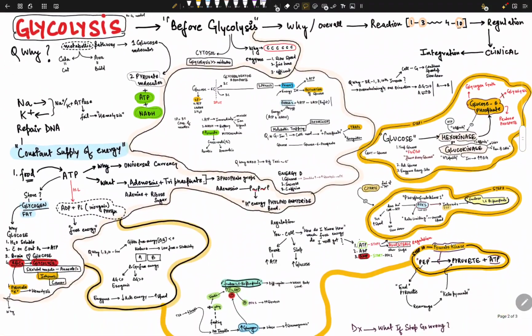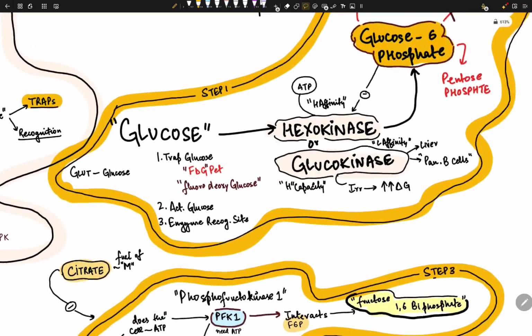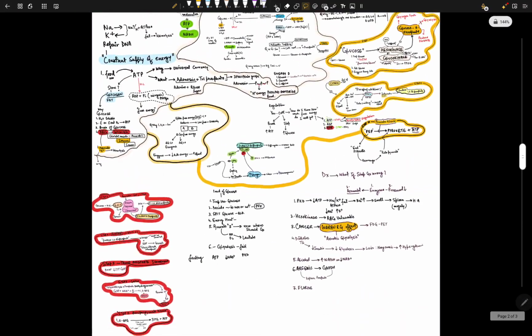Now let's go back to our previous chapters. Part one is hexokinase versus glucokinase. Let's start. We have these two enzymes, hexokinase versus glucokinase, and in the previous video we understood them a little bit. Let's go a little bit deeper, one by one. So hexokinase.